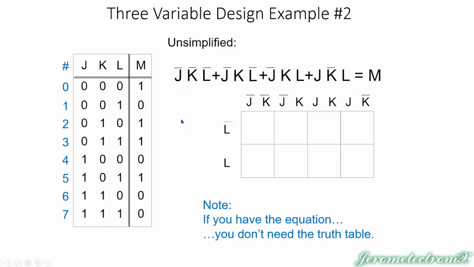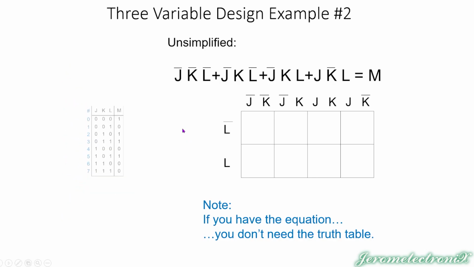So if you have the equation, you don't need the truth table. Let's get rid of the truth table. And even though you might have put the 1s and 0s where they go, I'm going to put them in based on what the equation is. So I've got a 0, 0, 0. That's a binary 0. That's going to go here.